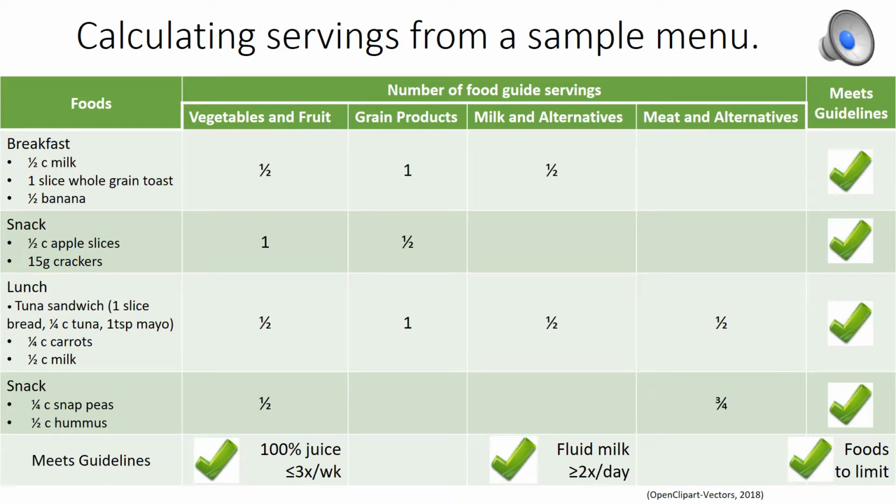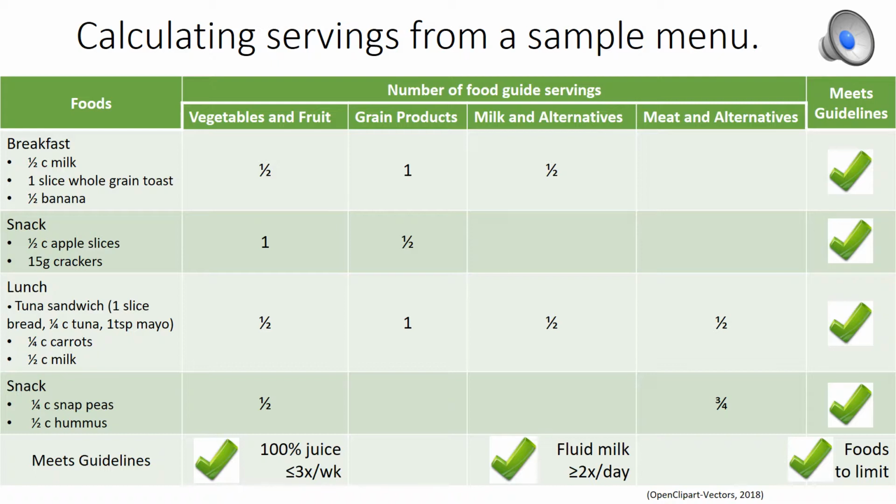Let's go through this table together. For breakfast, we have half a cup of milk, which counts as half a serving of milk and alternatives. 1 slice of whole grain toast counts as 1 grain product, and half a banana counts as half a serving of vegetables and fruit. In order to meet guidelines, we have to have offered at least half of a food guide serving. Therefore, for breakfast, we meet guidelines as we have a serving from 3 food groups.